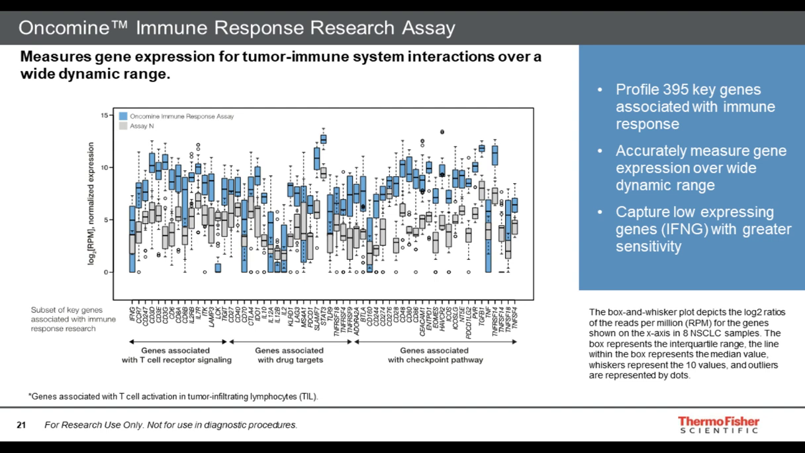The data shown in the plot here is comparing the immune response research assay with a whole transcriptome panel on a subset of overlapping genes between the two of key relevance for immune response. And as expected, because of the very targeted nature of this expression panel, the expression levels that we're detecting in terms of reads per million for the immune response assay are predominantly higher.